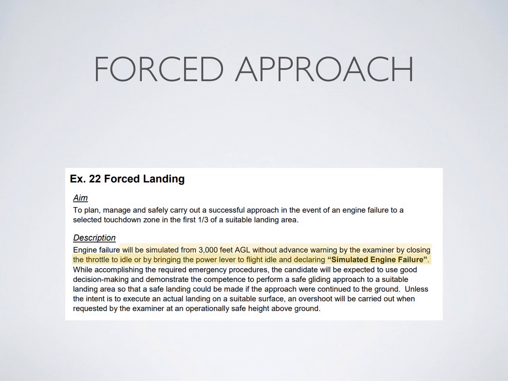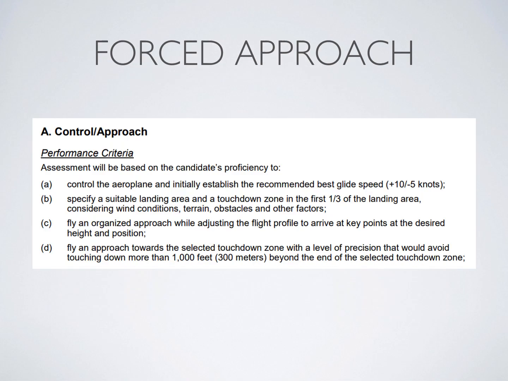For the evaluation piece, they're going to be giving you this exercise at 3,000 feet above ground, not any lower, and they're going to be assessing your choice of landing spot, and they also are going to be assessing that you are putting it down in the first third of the landing spot, just to determine your accuracy in this exercise. In their evaluation of you in this exercise, they're going to watch that you put the plane into its best glide speed, fly an organized approach, and be able to land it with a level of precision in your intended landing spot.